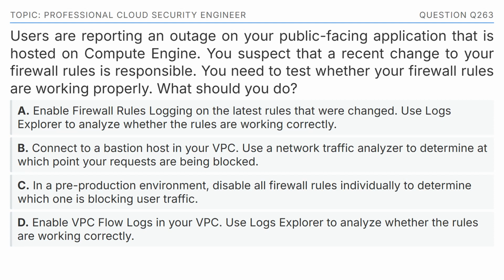Enable firewall rules logging on the latest rules that were changed. Use Logs Explorer to analyze whether the rules are working correctly. Option B. Connect to a Bastion host in your VPC. Use a network traffic analyzer to determine at which point your requests are being blocked. Option C. In a pre-production environment, disable all firewall rules individually to determine which one is blocking user traffic. Option D. Enable VPC flow logs in your VPC. Use Logs Explorer to analyze whether the rules are working correctly.